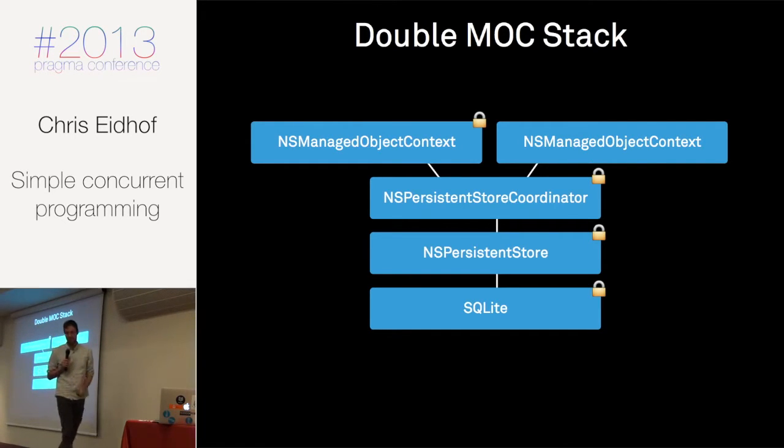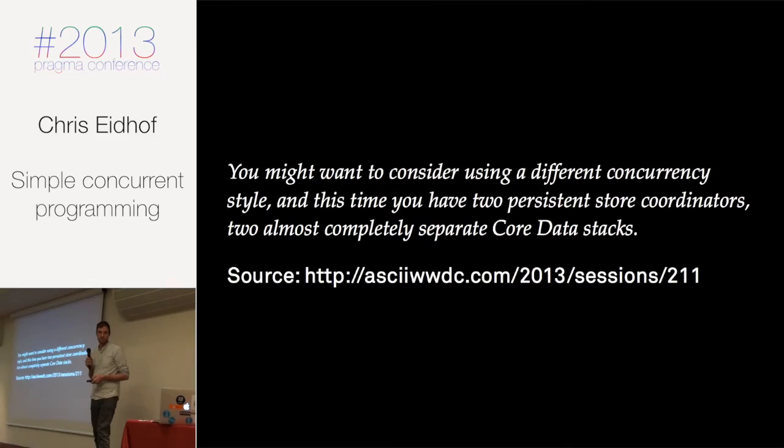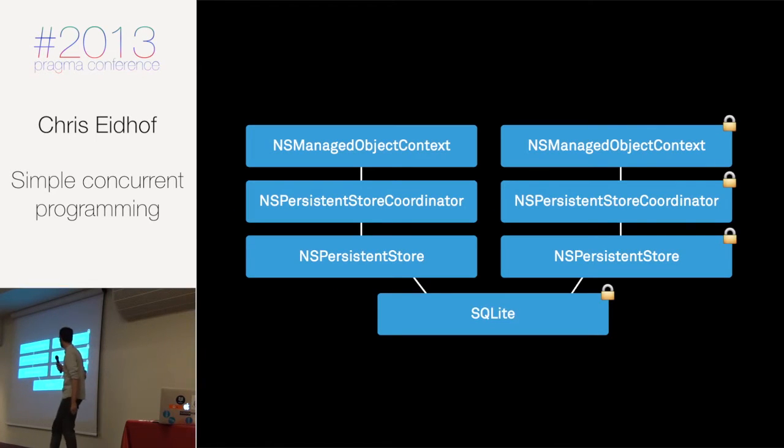And what they actually say, if you're doing really large imports, you should go take another step and have two completely different Core Data stacks. So that looks like this. So you create everything new, and then the only thing that gets locked is the SQLite file.